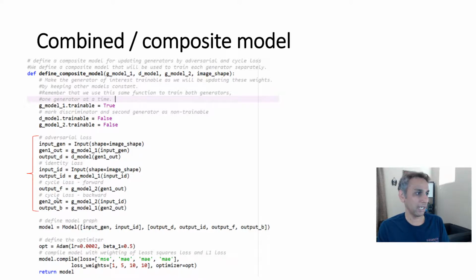And you have your output there, and then you have your cycle loss forward, and then you have cycle loss backward. So these are the 2 losses. How many outputs do you have? Output 1 right there, output 2 right here, output 3, and output 4, right? So these are the 4 outputs we have to compare against inputs. That's what we are trying to do here. My model has input generator and input ID right there, and it has 4 outputs, and corresponding to these 4, we have these 4 losses that we are trying to minimize.